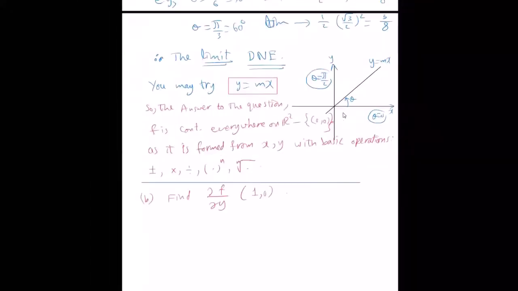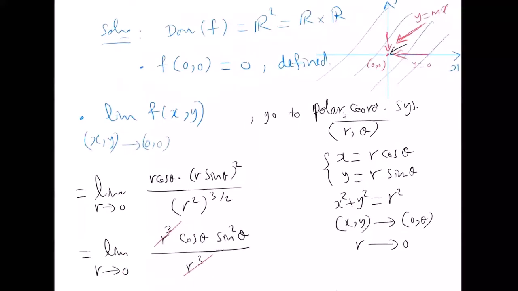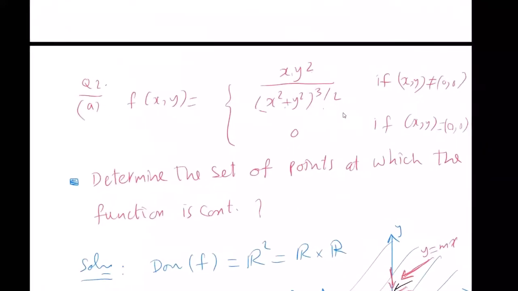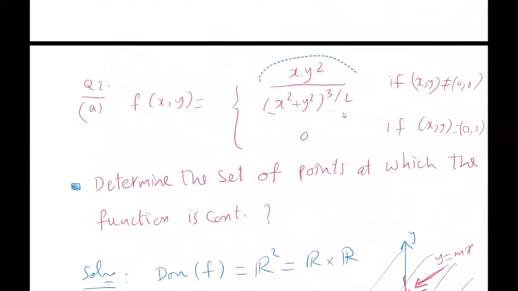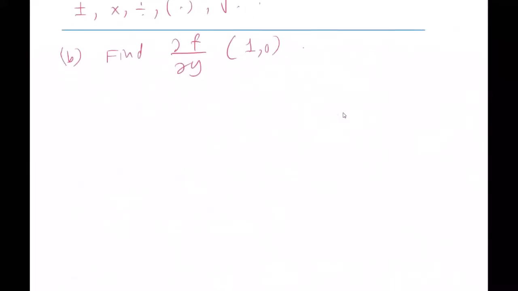Okay, we are away from the point of discontinuity now. We can use the derivative directly. Or we can go to the definition of the derivative. This is f, since f of x, y equals this. How to find this partial derivative?